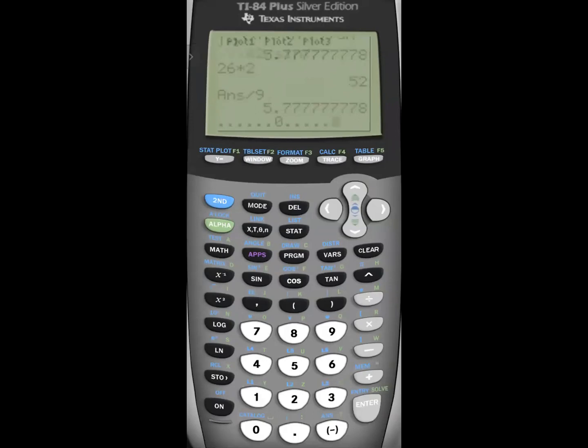All right, so I'm going to hit y equals, and let's plug in the equations we talked about before. It's going to be 2 square root of x, and the square root is above the x squared, and x is the variable. Okay, that's my button for x.